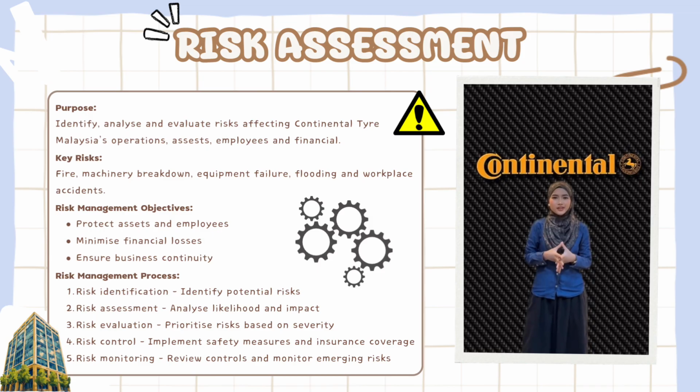Continental Tire Malaysia conducts risk assessment to identify and evaluate risks that may affect its operations, asset, employees, and financial performance. The major risks include fire, machinery breakdown, equipment failure, flooding, and workplace accidents. The company's risk management framework aims to protect its assets and employees, minimize financial losses, ensure business continuity, and also support effective decision making. To achieve this, Continental follows a 5-step risk management process, which is risk identification, risk assessment, risk evaluation, risk control, and continuous risk monitoring.